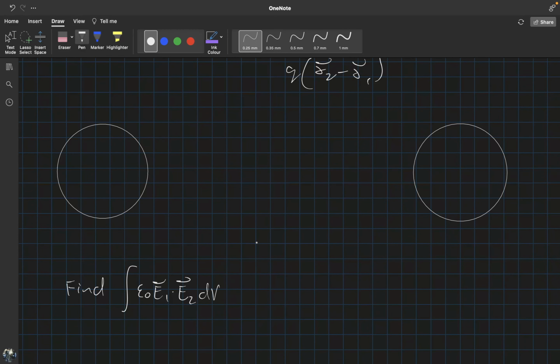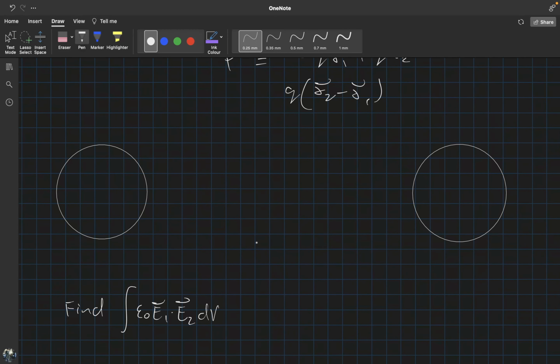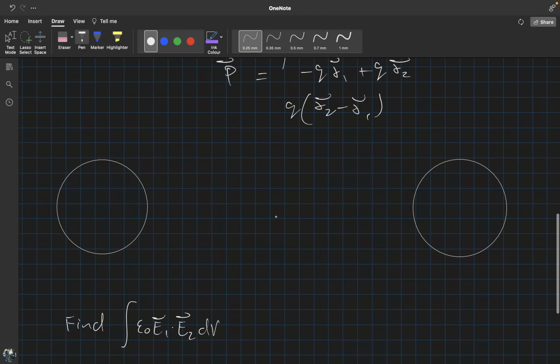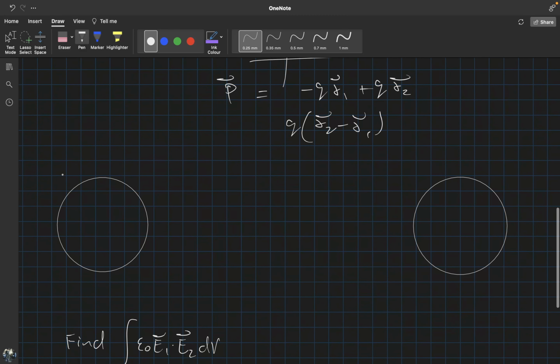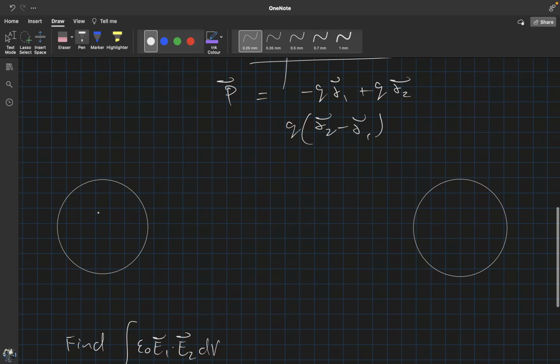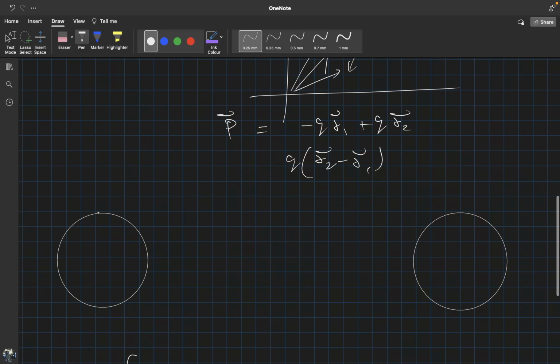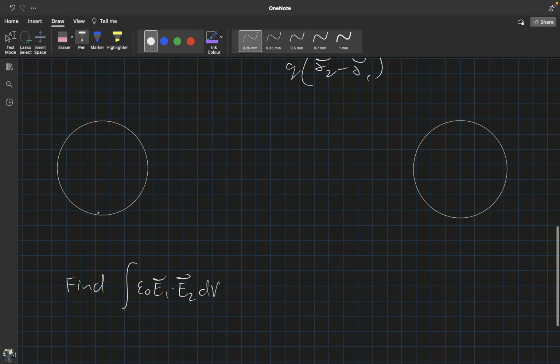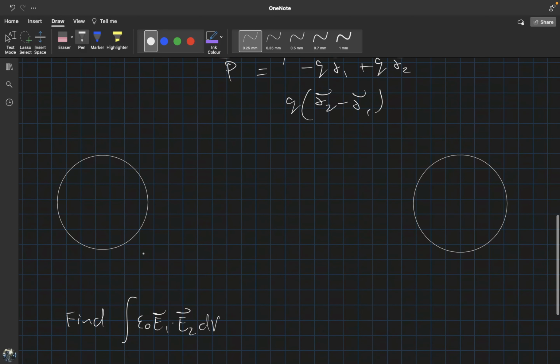You can show that shell 1 is producing field E1 and shell 2 is producing E2. Do both of them have the same charge or different charge? That's the field given to you. It may not be necessary that they have the same charge, or that they are of the same curvature either. So how do you, I mean, okay.